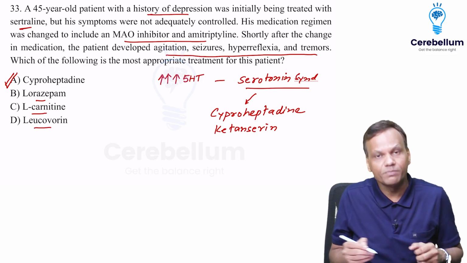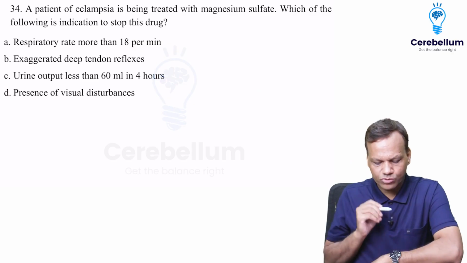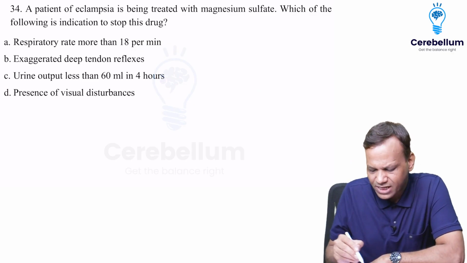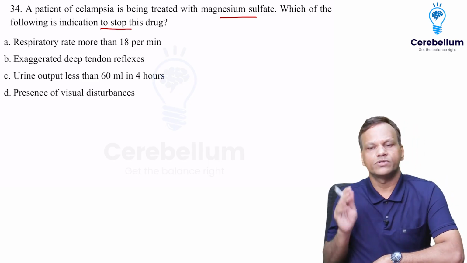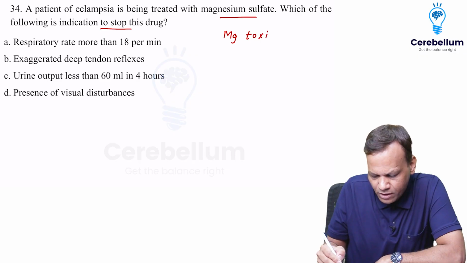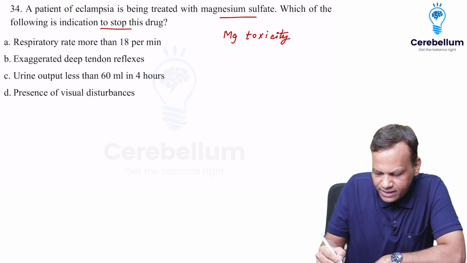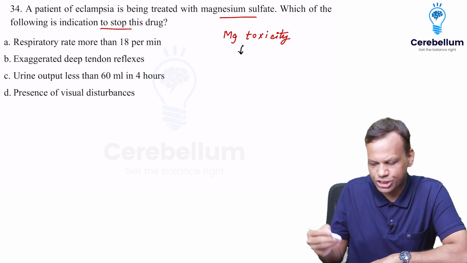And leucovorin is for methotrexate toxicity. So the answer is easy. It is cyproheptadine. Next question. A patient of eclampsia is being treated with magnesium sulfate. Which is an indication to stop? So basically, we want to prevent magnesium toxicity, so we need to monitor certain things. What are the things we will monitor when we start magnesium?